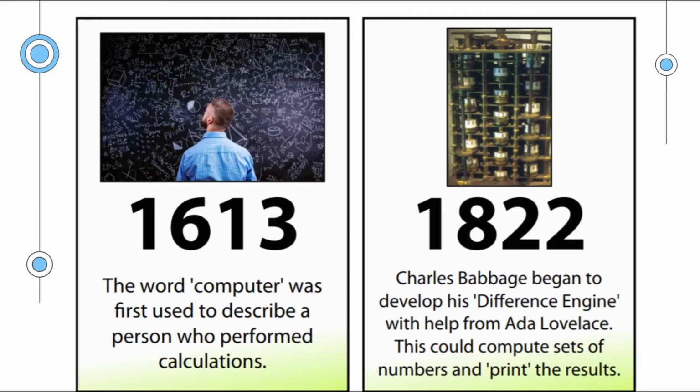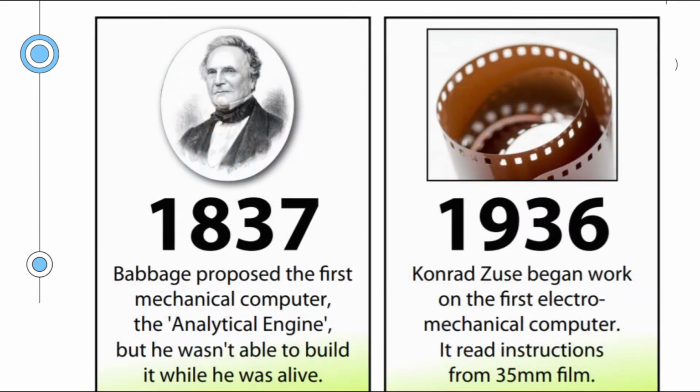In 1613, the word computer was first used to describe a person who performed calculation. And then in 1822, Charles Babbage developed what was called the difference engine. He had help from another scientist named Ada Lovelace, and they could basically do calculations and give you the results in a printout. In 1837, Babbage proposed the first mechanical computer, the analytical engine, but he wasn't able to build it while he was alive.